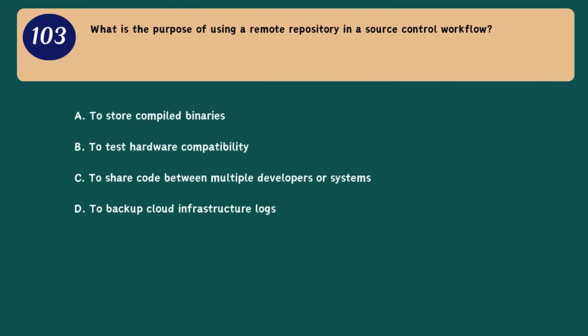Question 103. What is the purpose of using a remote repository in a source control workflow? A. To store compiled binaries. B. To test hardware compatibility. C. To share code between multiple developers or systems. D. To back up cloud infrastructure logs.